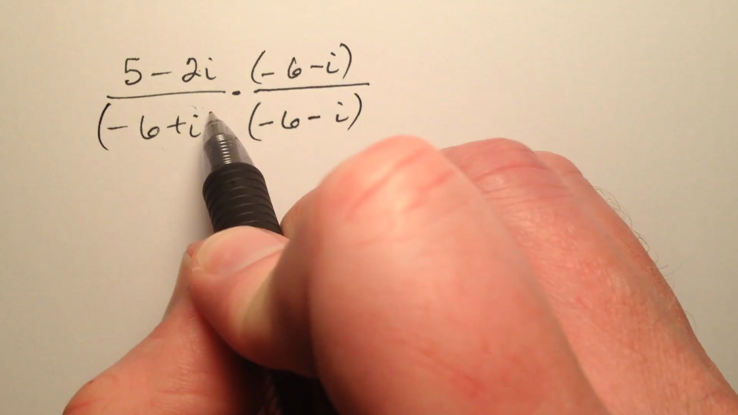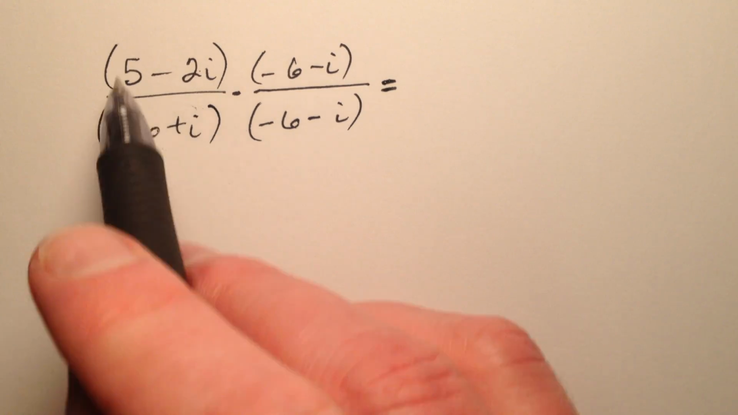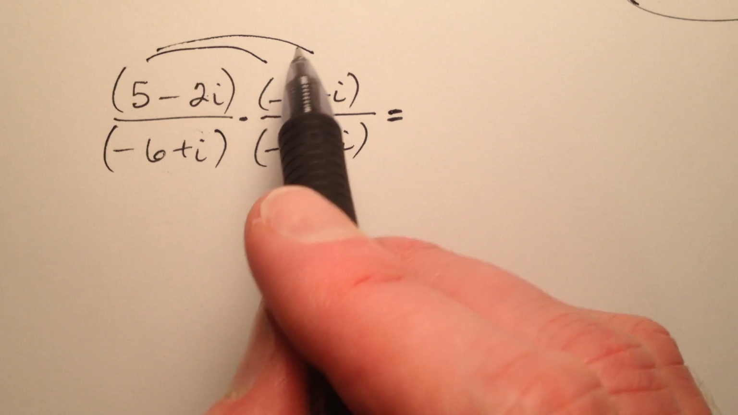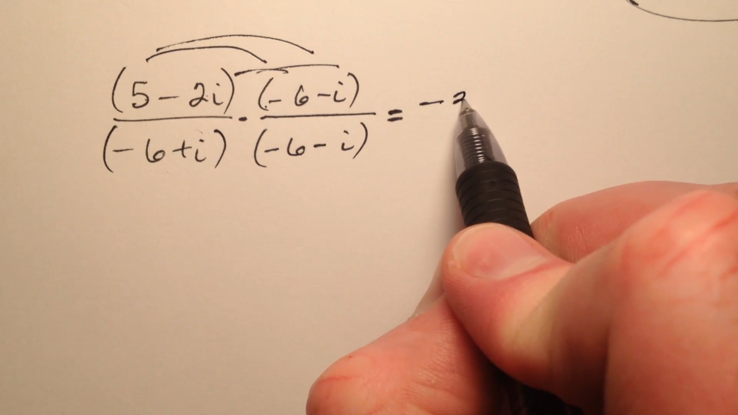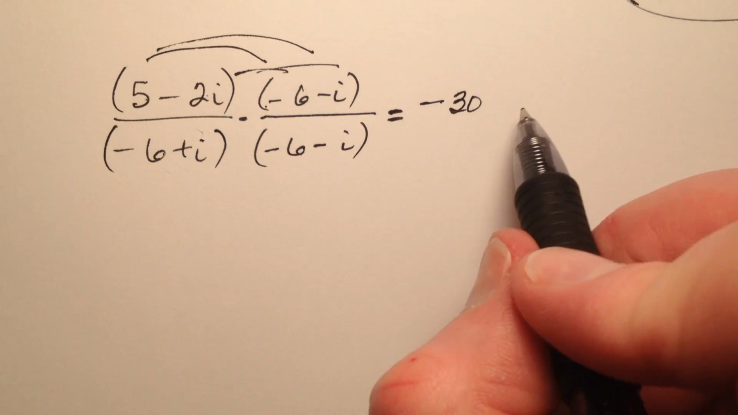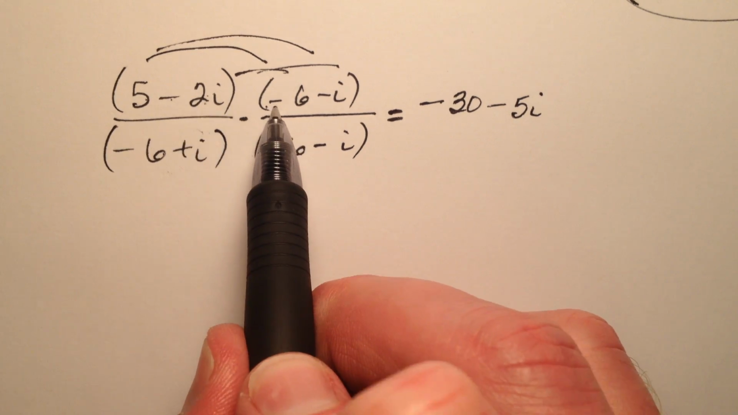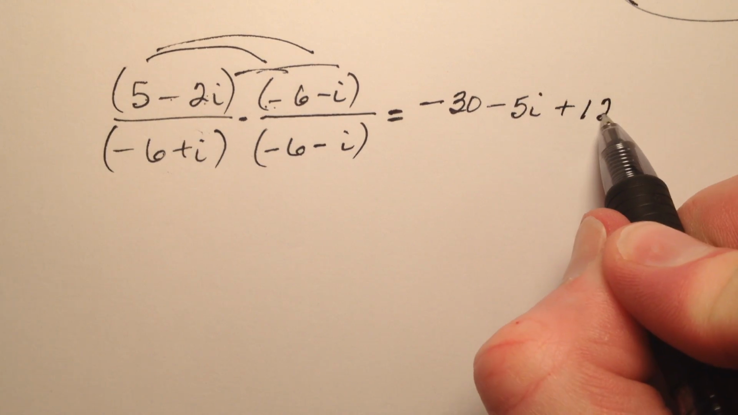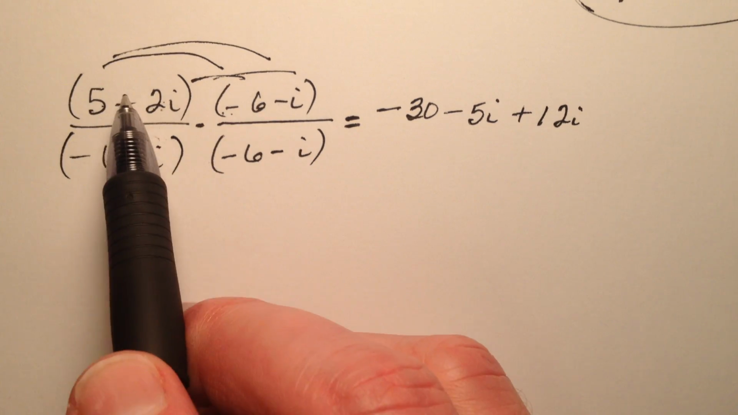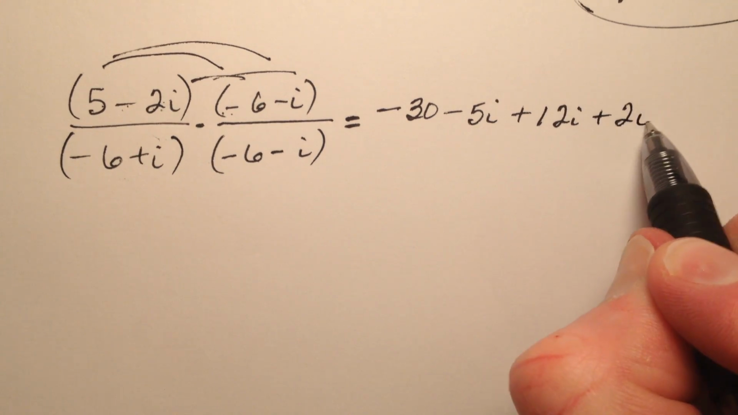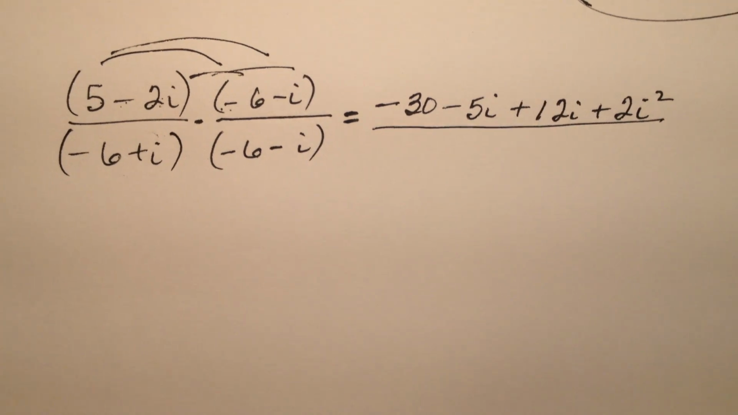So I'm going to go ahead and put parentheses around everything because I know this means I have to multiply all this stuff together. So my numerator is just going to be a process of distribution here. So 5 times -6 is -30. 5 times -i is -5i. -2i and -6 is going to be a positive 12i. And then -2i and -i will be positive 2i squared. Okay, so all that's being divided now.